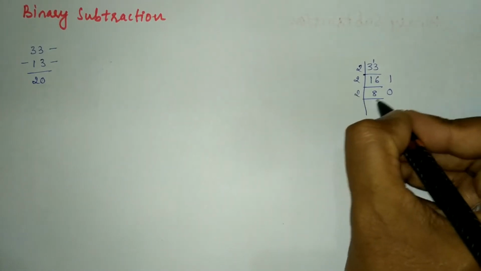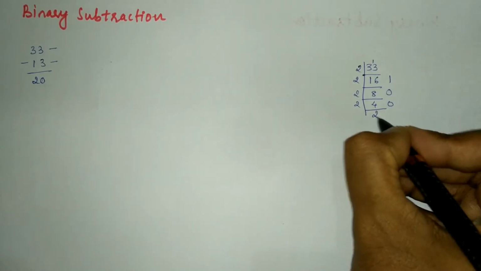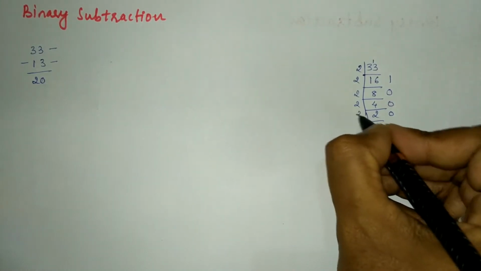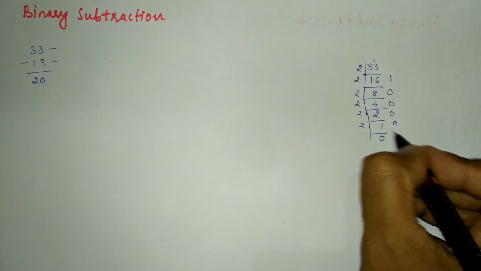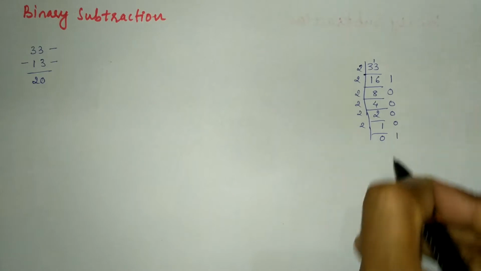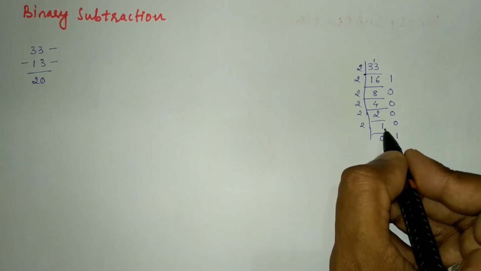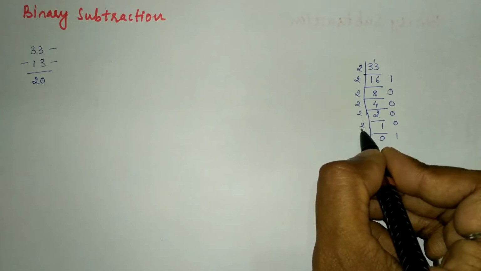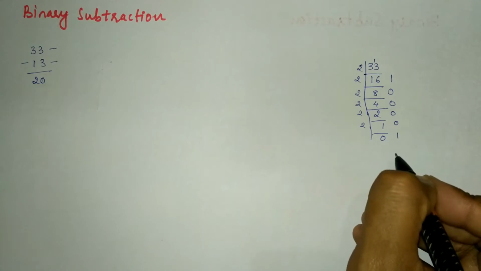So again divided by 2, 2 4s are 8, remainder is 0. 2 2s are 4, remainder is 0. 2 1s are 2, remainder is 0. Next 2 zeros are 0, and this quotient will become the remainder. As per the basic mathematical rule, when the numerator is less than the denominator, then the numerator acts as a remainder and the quotient becomes 0.